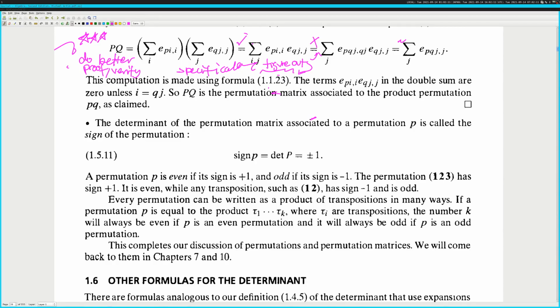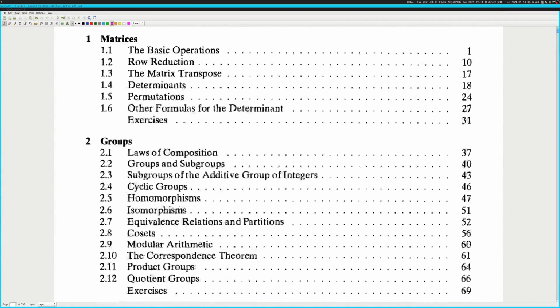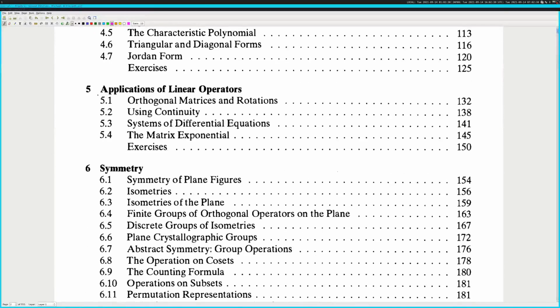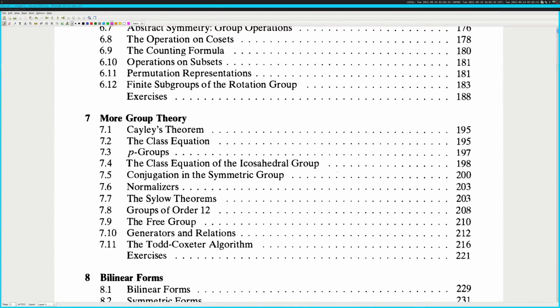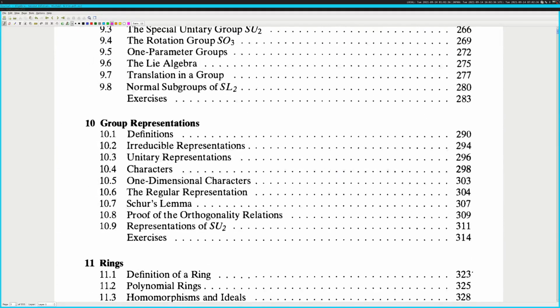This completes our discussion of permutations and permutation matrices. We will come back to them in chapters 7 and 10. That's all I have for Artin, but I want to go look and see what chapters 7 and 10 are about, and I bet one of them is about representation theory. Well, let's scroll all the way back up to the table of contents. Chapter 7, more group theory, okay. And 10, group representations. What did I tell you? It's representation theory.